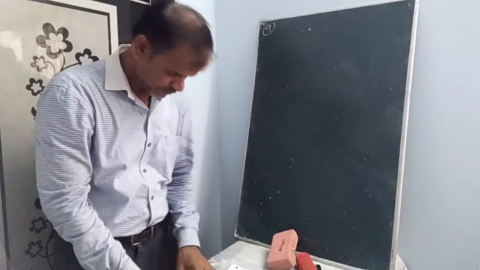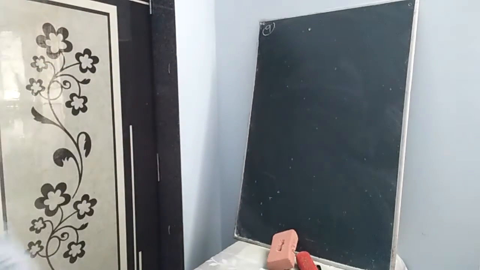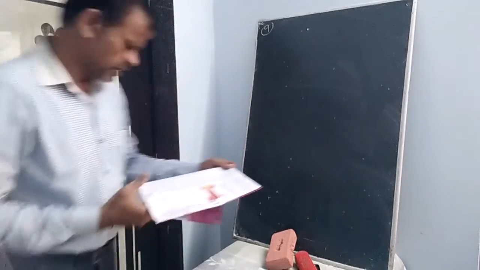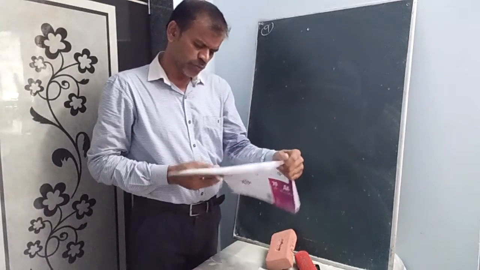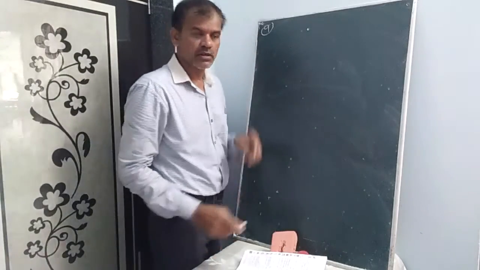Read ninth question. C is the midpoint of the line joining two points A and B on the ground. A tower at C slightly leans towards B.